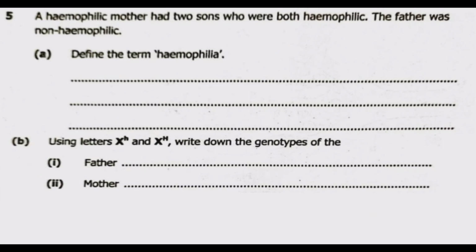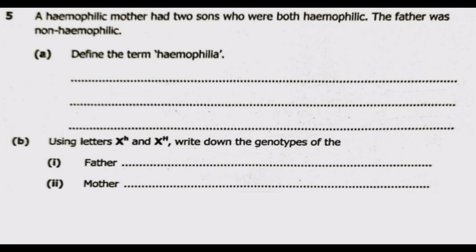We come to question 5. Question 5 is as follows. A hemophilic mother had 2 sons who were both hemophilic. The father was non-hemophilic.